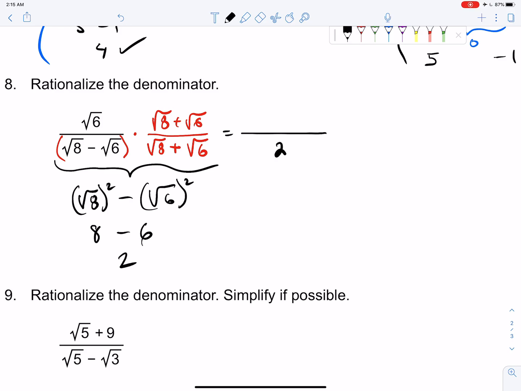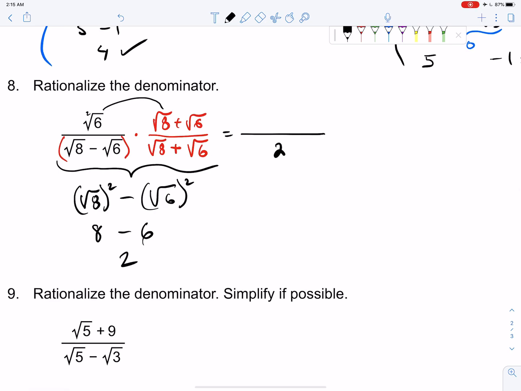Now up top, maybe not quite as nice. Up top is going to be the square root of 6 times, now remember, they're not like radicals, but they do have the same index of 2, and you're allowed to multiply them because they have the same index. So root 6 times root 8 is the square root of 48. Distribute again, plus root 6 times root 6 is the square root of 36, which is just 6, right?